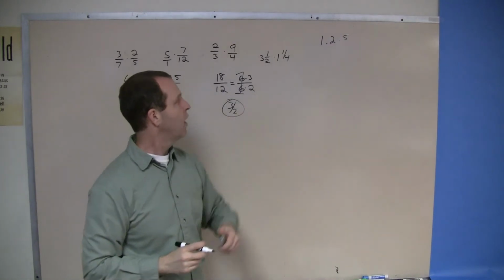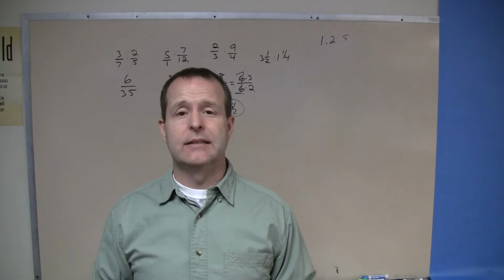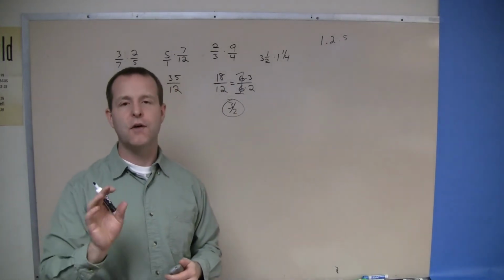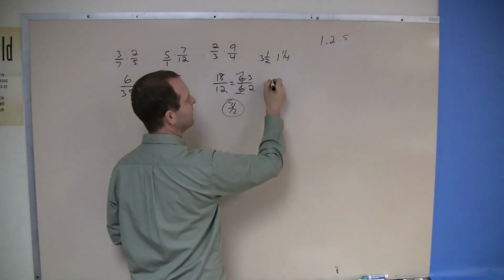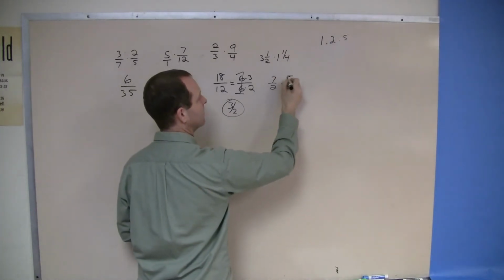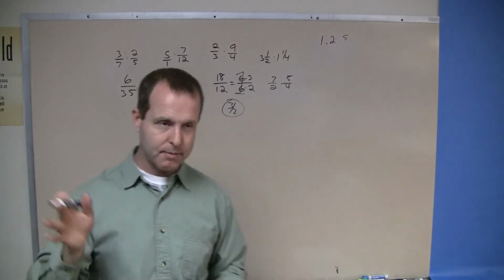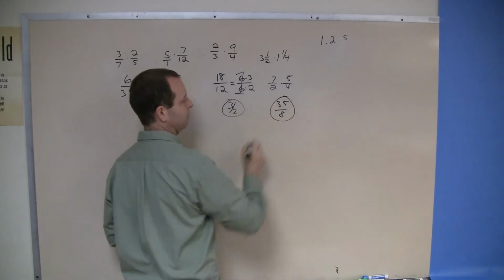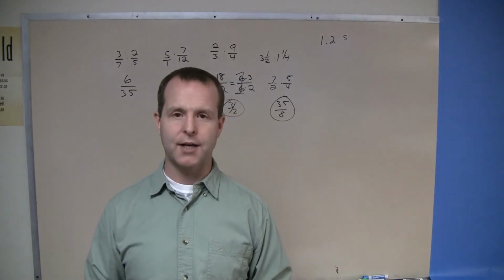And this last one, 3 1/2 times 1 1/4, yikes. When it's in mixed number form, it's not too easy to do. So the first thing I need to do is change it to an improper fraction. 3 1/2 is 7/2, times 1 1/4, that's 5/4. And now I can multiply. Top times top, bottom times bottom. And that's 35 over 8. So there I was able to multiply those two fractions out.